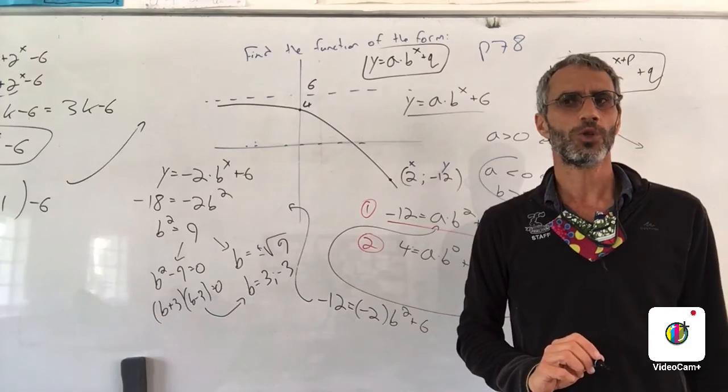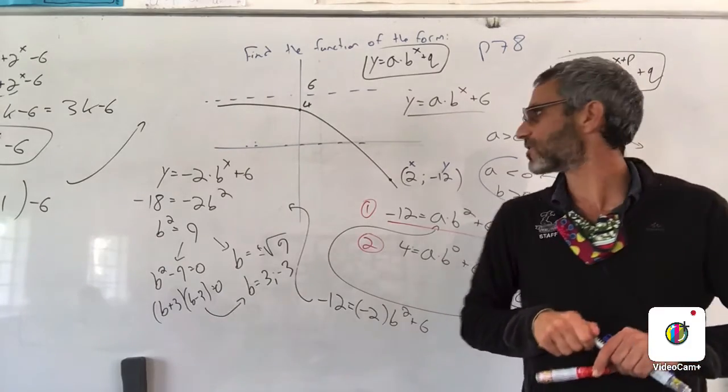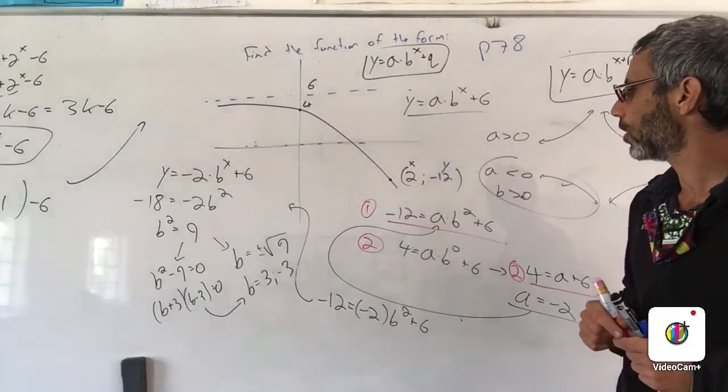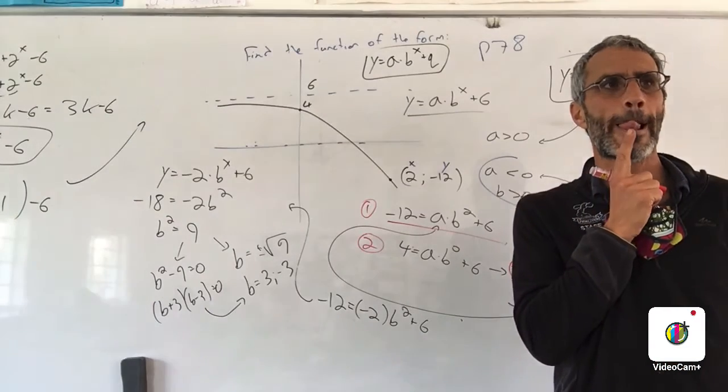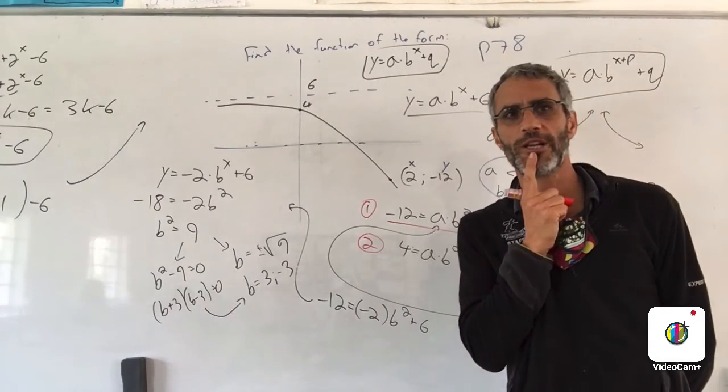Now, do we get both these answers? Does that mean that we have two functions? Or do we have to reject one? Which one are we going to reject?